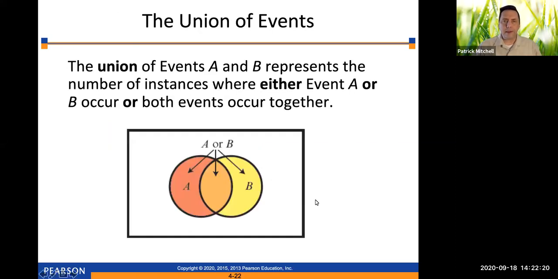Then we have the union. The union of events A and B represents the number of instances where either event A or B occur, or both events occur. So in math, the word or almost always means and/or, one or the other or both. If we don't want it to mean that, we have to say one or the other, but not both. This is called a Venn diagram, and the entire colored area represents A union B.